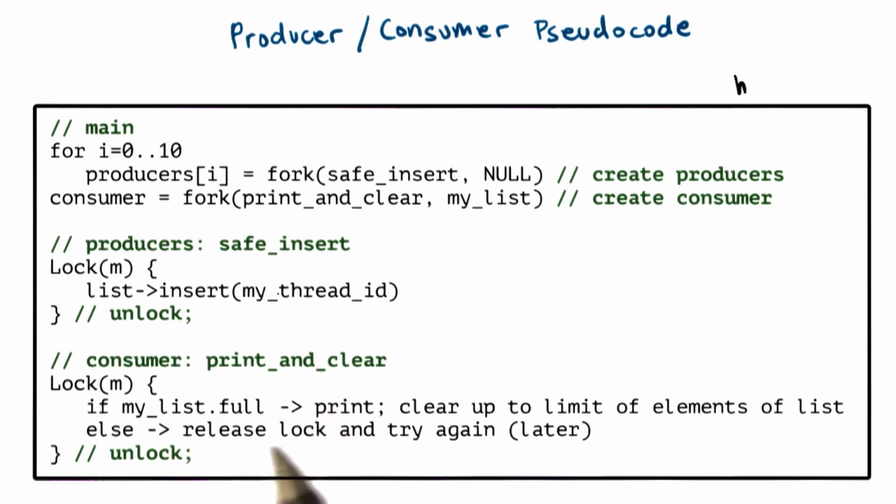For the consumer thread here, it continuously waits on the lock, and when the mutex is free, it goes and checks if the list is full. If so, it prints and clears up the element of the list. Otherwise, it immediately releases the lock and then tries to reacquire it again. Operating this way is clearly wasteful, and it would be much more efficient if we could just tell the consumer when the list is actually full so that it can, at that point, go ahead and process the list.